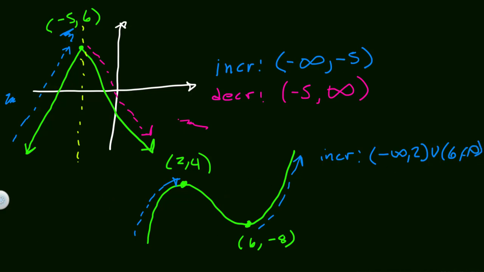When is it decreasing? It's decreasing on this section, from the max all the way to the min. So it is decreasing from 2 all the way to 6. So again, notice that we're always using the x coordinates of the turning points to find the intervals of increasing and decreasing. Well, hopefully you found that helpful for finding intervals of increasing and decreasing.